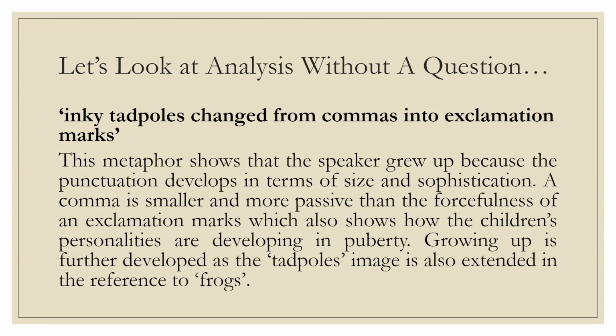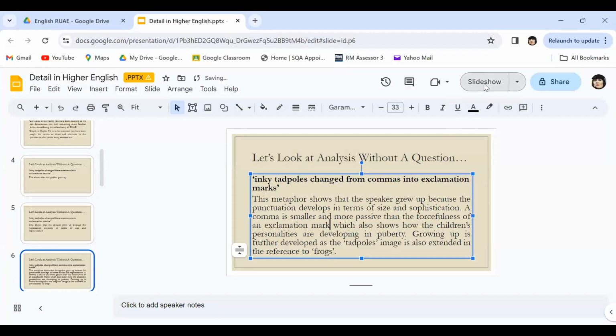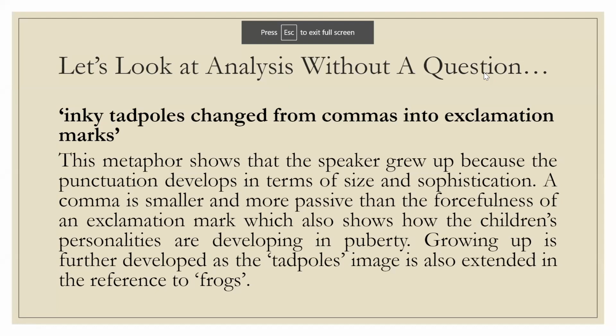And how do you approach that? You could just ask "so what?" to it if you wanted to, that sort of thing. So, this metaphor shows that the speaker grew up because the punctuation develops in terms of size and sophistication. It's very similar to the previous one. A comma is smaller and more passive than the forcefulness of an exclamation mark. Let's see, I'll fix this as I go. And which also shows how children's personalities are developing in puberty. So a comma is smaller and more passive than the forcefulness of an exclamation mark, which also shows how the children's personalities are developing in puberty. Yeah, that's fine, and that would get a mark.